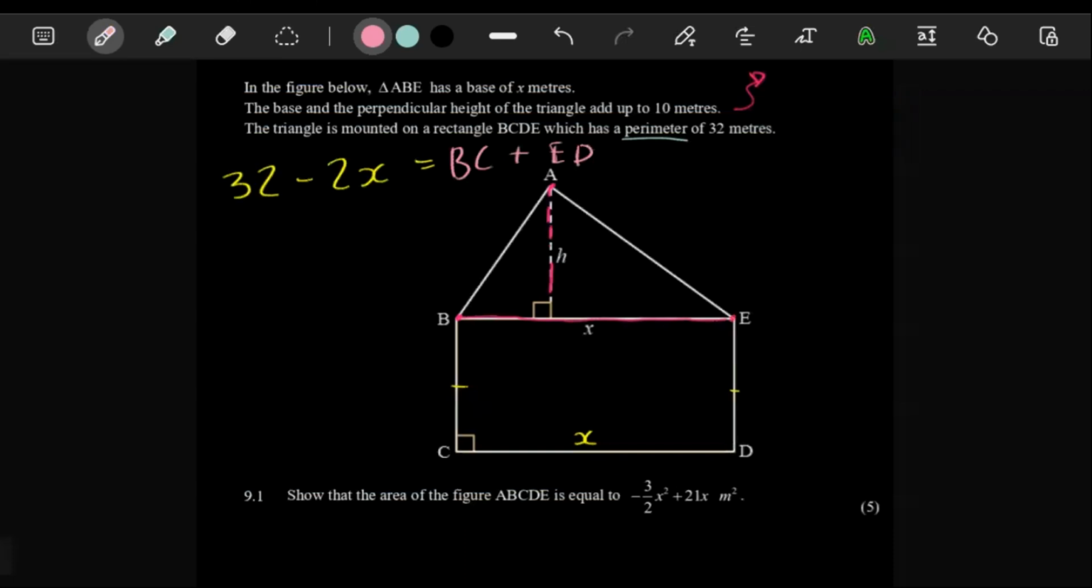However, we know that BC and ED are the same. So what we can say is the length of BC and the length of ED, right? It's just going to be 32 minus 2X divided by 2. If you simplify this, you're going to get 16 minus X. So we know that this side here can be written as 16 minus X. This side here, we can write it as 16 minus X.